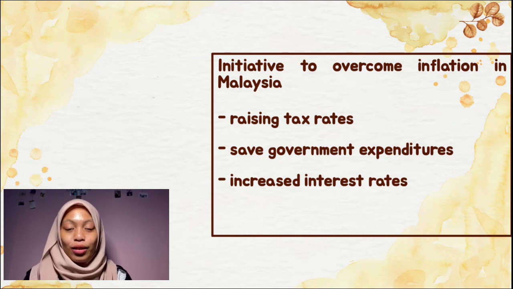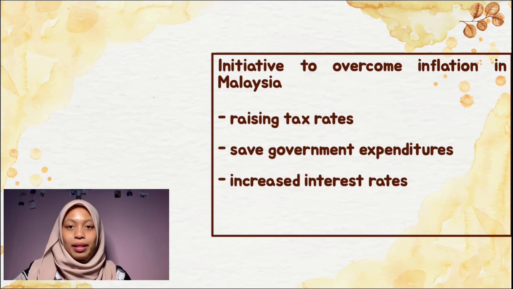The second way to overcome inflation in Malaysia is by saving government expenditure. The government has the power to impose restrictions on the purchase or demand of products and services. The government also can limit the amount of money spent on non-essential items like comparative research. The public projects that are not profitable also need to be reduced.